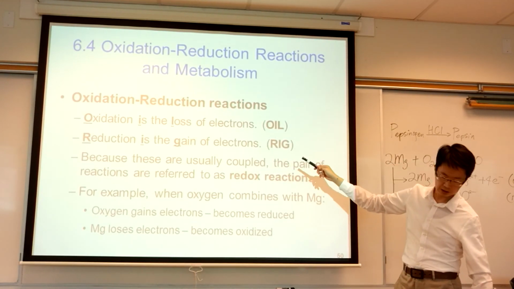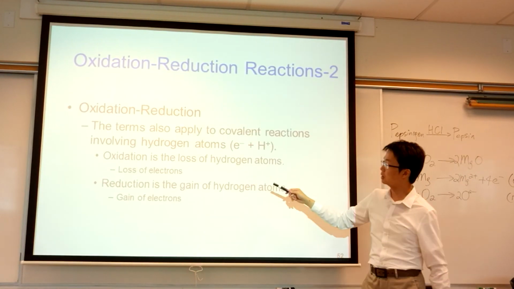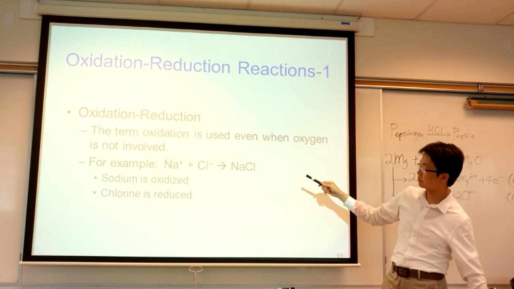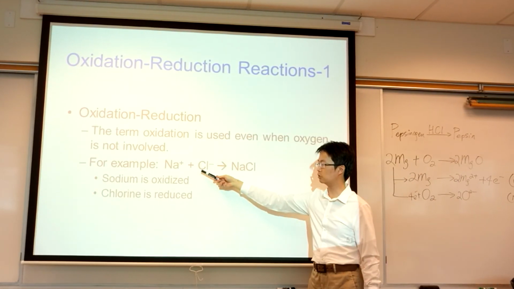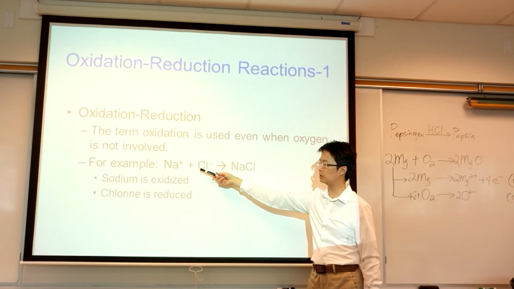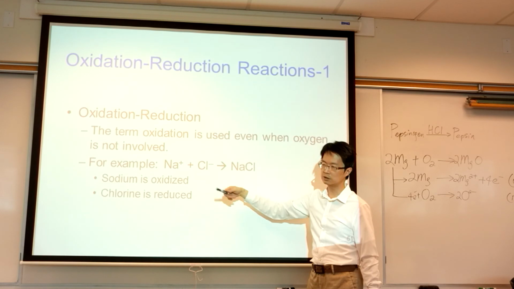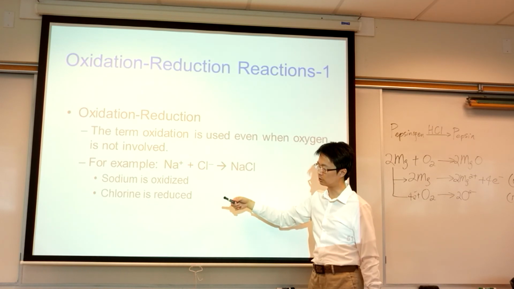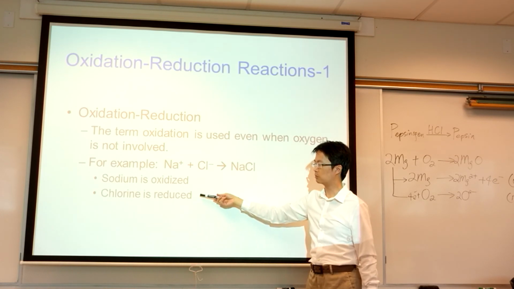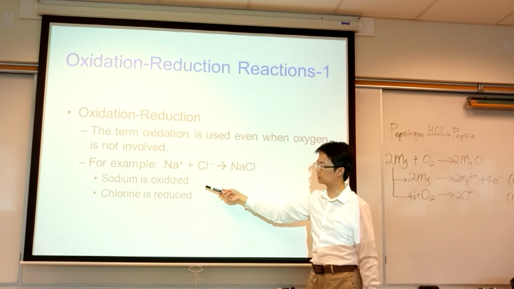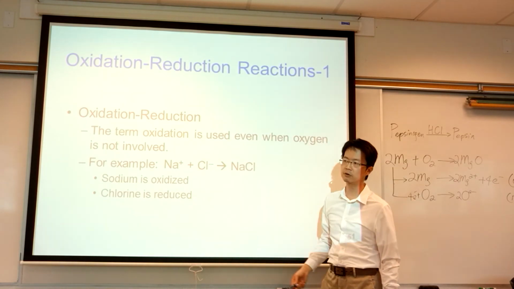So in this case, sodium is oxidized because sodium lost an electron. He gave a diamond ring to the chlorine. Chlorine is reduced because it received 1 electron, so that it becomes chloride ion. So it is reduced. Therefore, it is an example of a redox reaction.